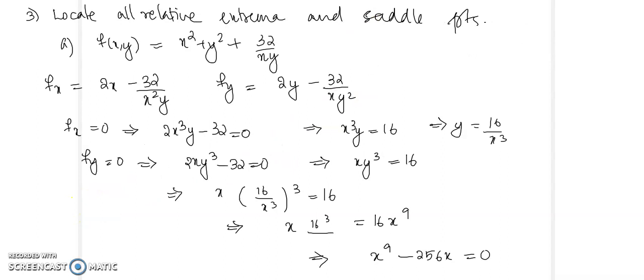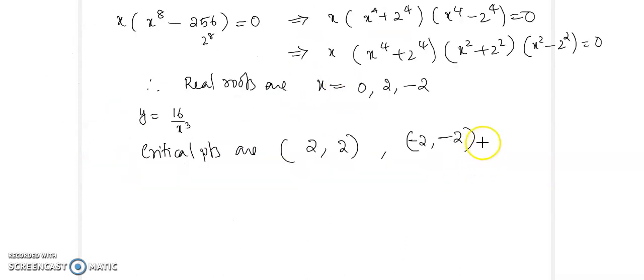Now fx and fy are not defined at 0, 0. So therefore the critical points will be 2, 2, then minus 2, minus 2 and 0, 0. This comes from fx and fy not being defined at that point. So these are all the critical points.